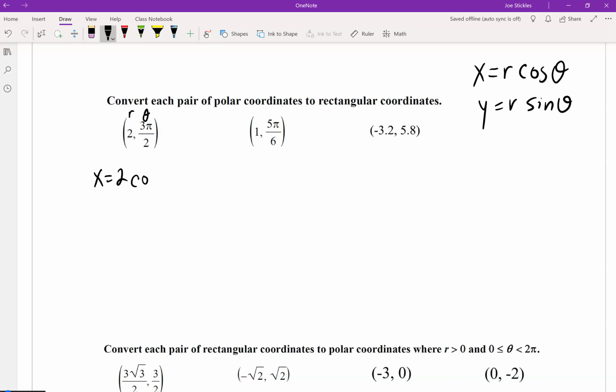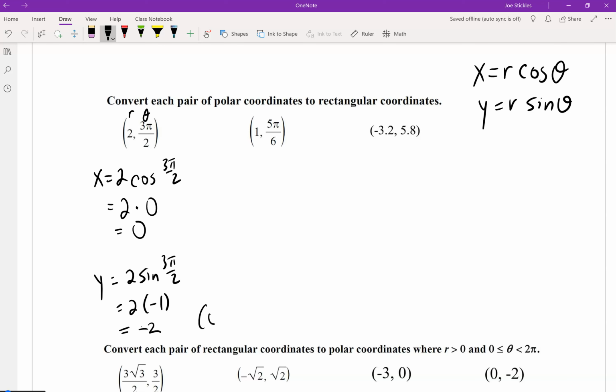2 times cosine of 3 pi over 2. Cosine of 3 pi over 2 is 0, so your x is 0. Your y is 2 sine of 3 pi over 2. Sine of 3 pi over 2 is -1, so you get... and so your point is -2.